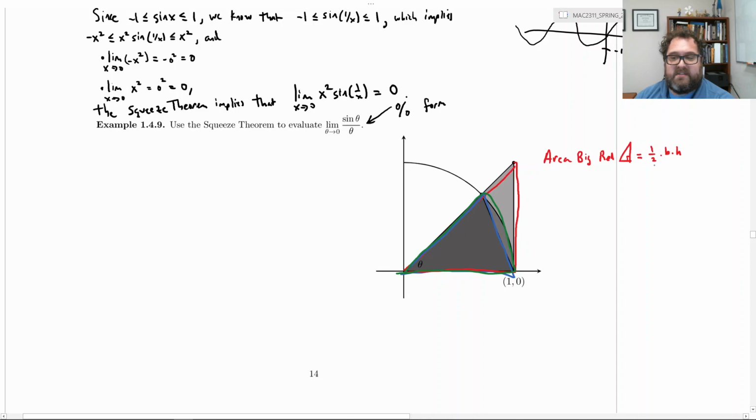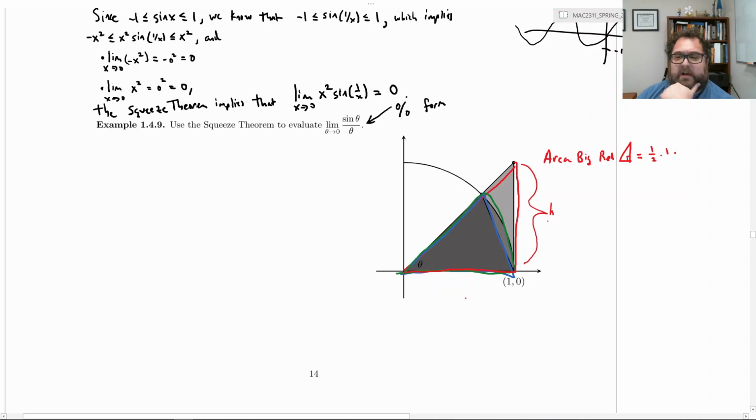So 1/2, what's the base of this red triangle? Well, what does the point over here say? It's the base is on the radius of that unit circle, so the base is 1. Okay? So we have 1/2 times 1 times the height. Okay, now how do you find the height? All right, well, okay, here is the height.